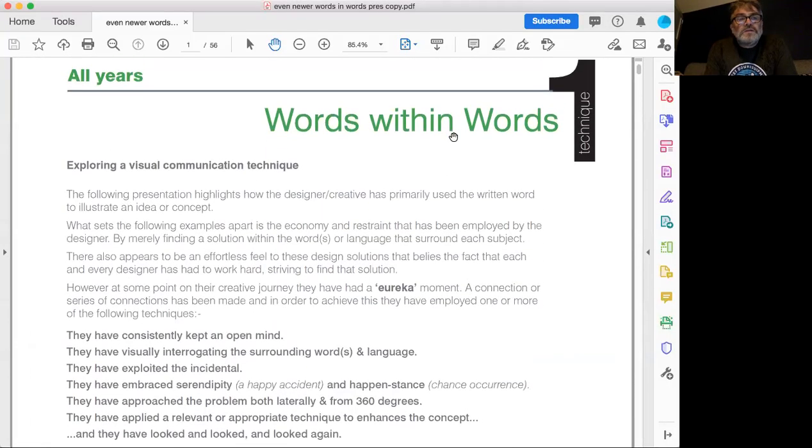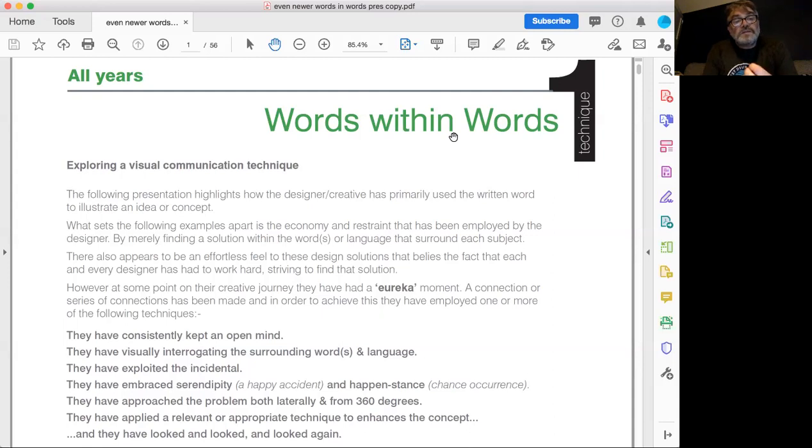So this presentation is a technique, words within words, I've called it, and it explores a visual communication technique. The following presentation highlights how a designer or creative has primarily used the written word to illustrate the idea or concept. Now, what sets the following examples apart is the economy and restraint that has been employed by the designer by merely finding a solution within the words or language that surround each subject.